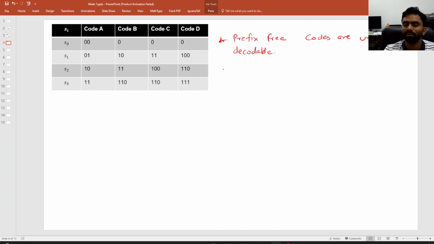So first we will see code A. Is any code a prefix of another code? No. So this is unique, this is unique, this is unique, this is unique. Clear? So the code is prefix free. So it is uniquely decodable.